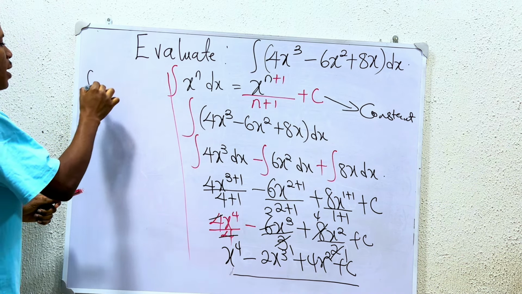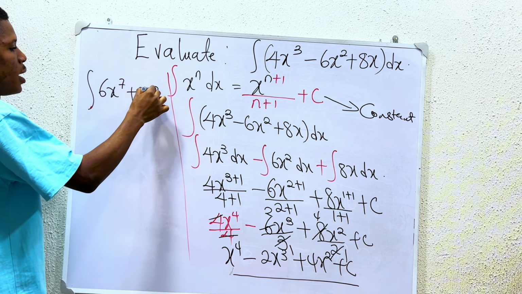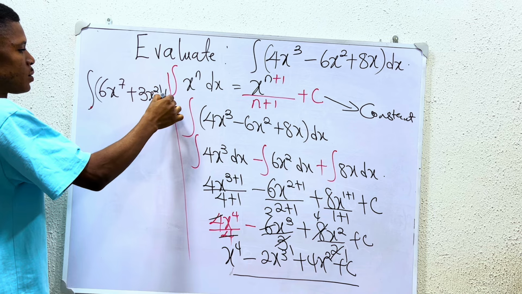So I want you to evaluate 6x power 7 plus 3x squared, integrate it with respect to x.